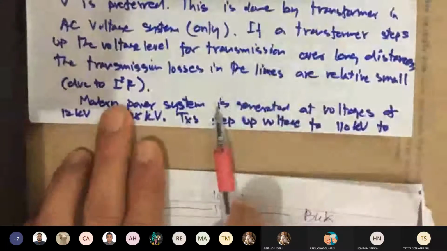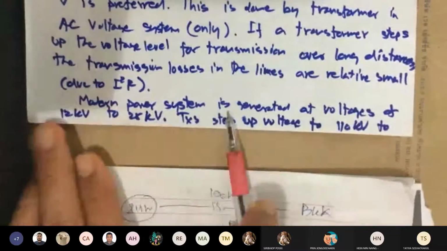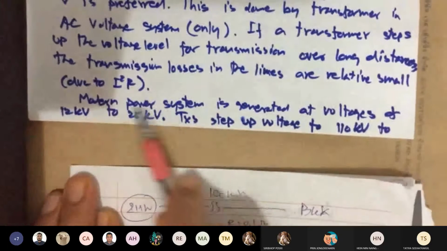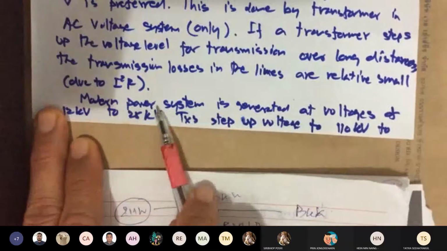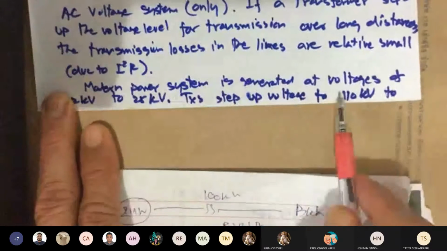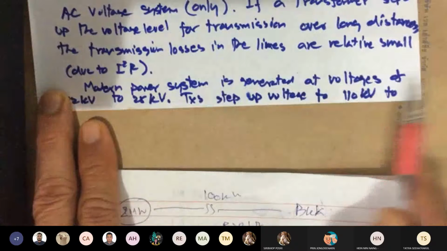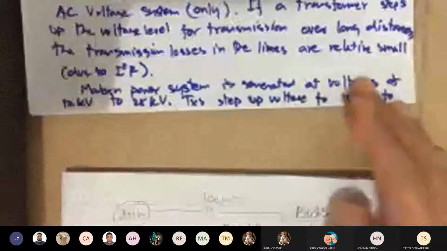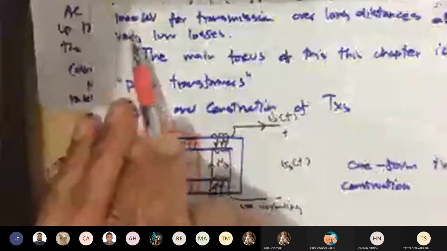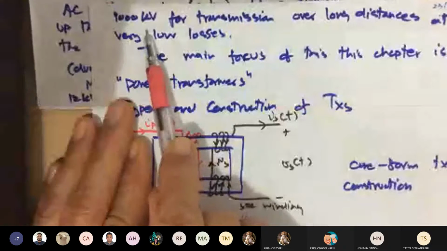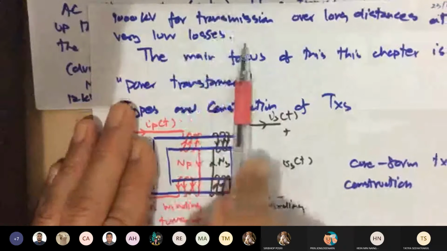Modern power is generated at voltages of 12 kilovolts to 25 kilovolts. This is at the generator side, but this is not high enough to transmit. What you must do is use a transformer to step up the voltage to about 100 kV to 230 kV for transmission over long distances. If we do that, your current is going to be minimized, and that's going to reduce your losses.